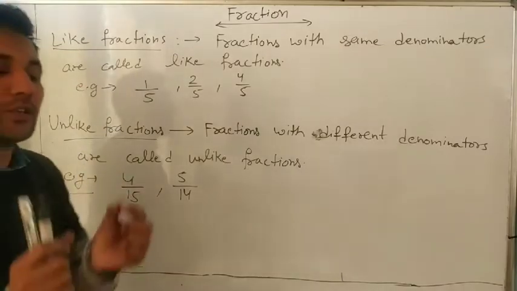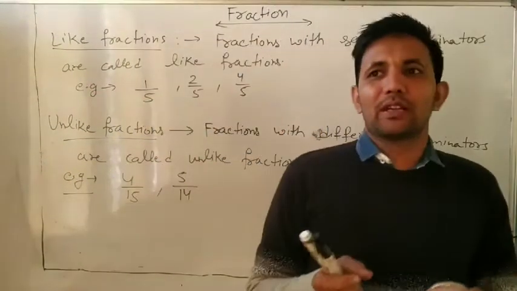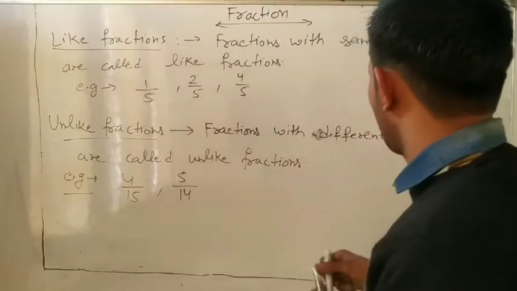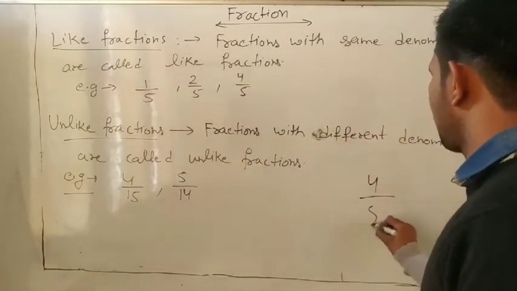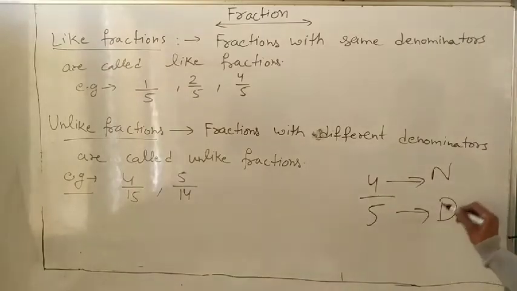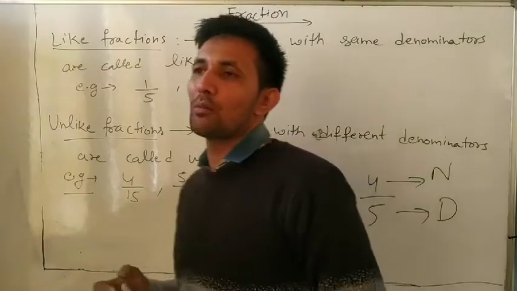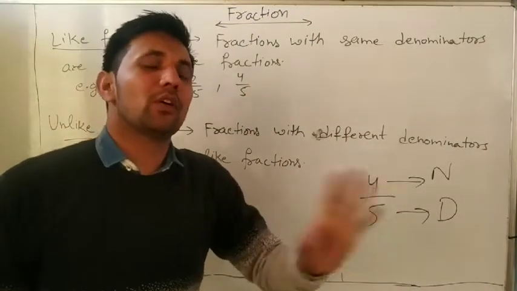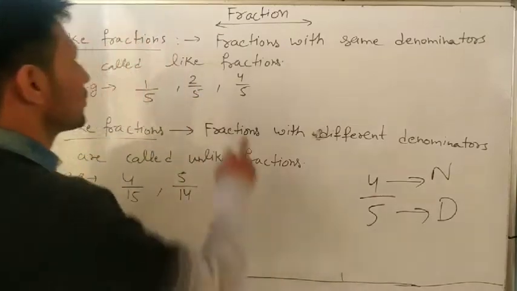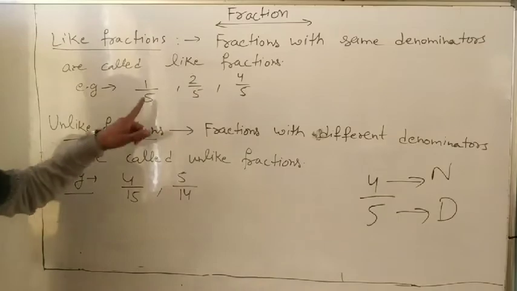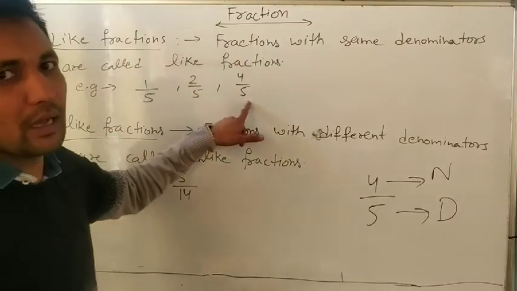Like fractions: two or more fractions that have the same denominator. Remember, suppose like this one, 4 by 5. Upside is the numerator, downside is the denominator. If two or more fractions have the same denominator, we call them like fractions. So fractions with the same denominator are called like fractions. So 5, 5, 5. Always remember.